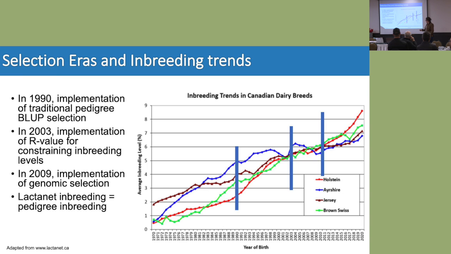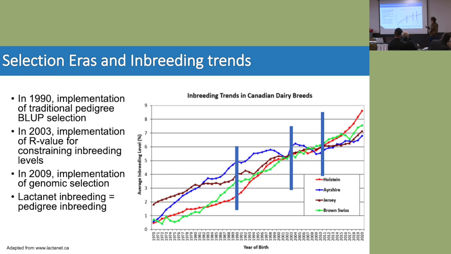All right, let's see. Here we've got year of birth, 1970 to 2020. And we've got different eras of selection. Okay, you can barely see it, but for you guys, important would be this brown line. This is the inbreeding trend, the average inbreeding level of Jerseys since 1970. All right, so in 1990, right here, BLUP selection started. That's just a method that we use to select animals.